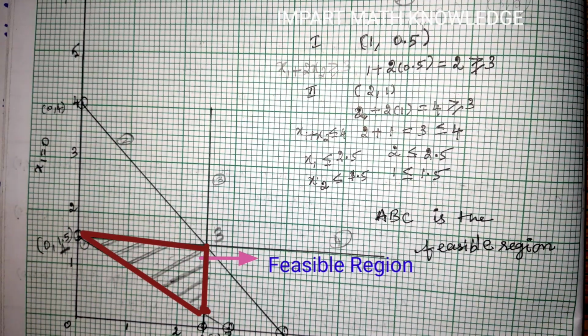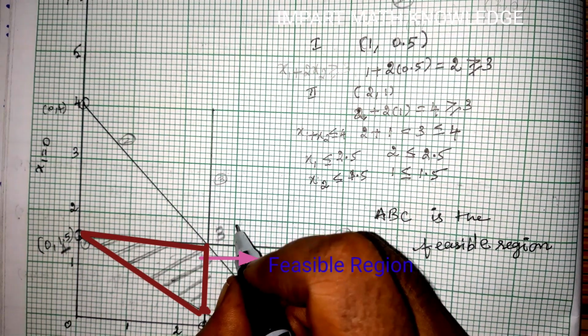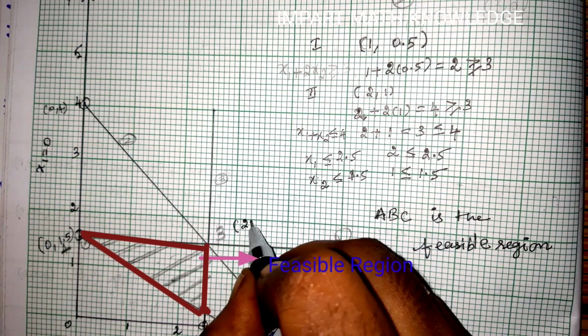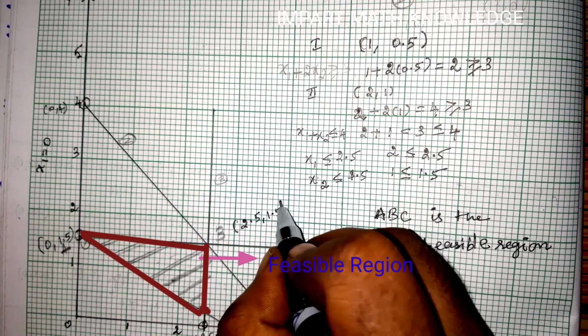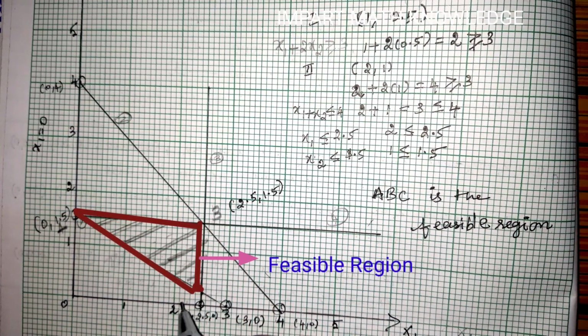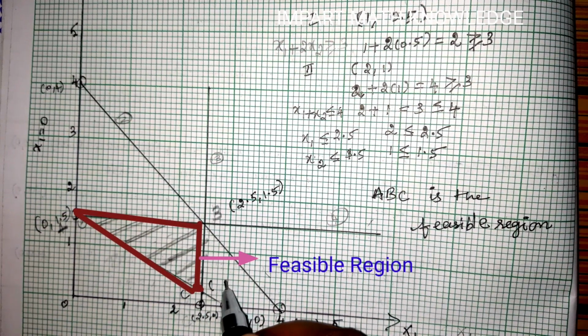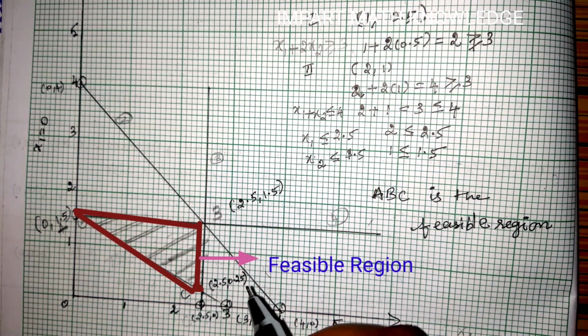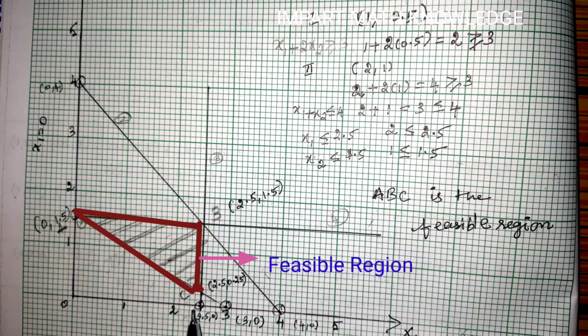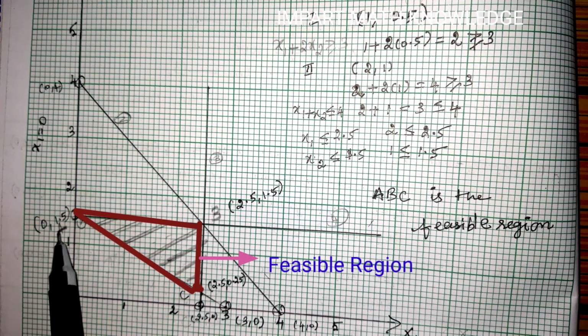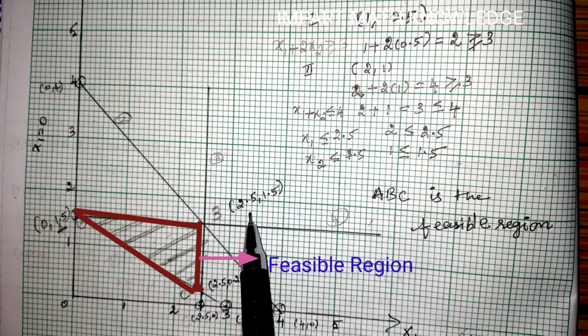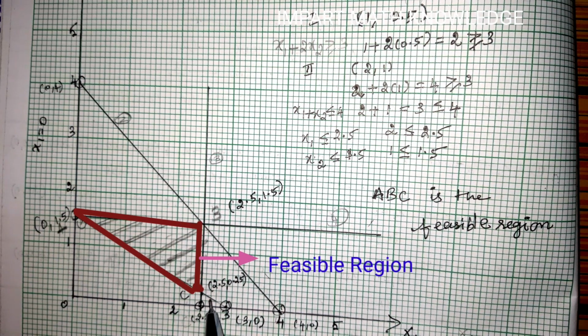Once you identify the feasible region, you have to mark all the corner points. The corner points are: for A, the point is 0, 1.5; for B, the corner point is 2.5, 1.5; and for C, the corner point is 2.5, 0.25. So ABC is the feasible region. A is 0, 1.5. B is 2.5, 1.5. And C is 2.5, 0.25.